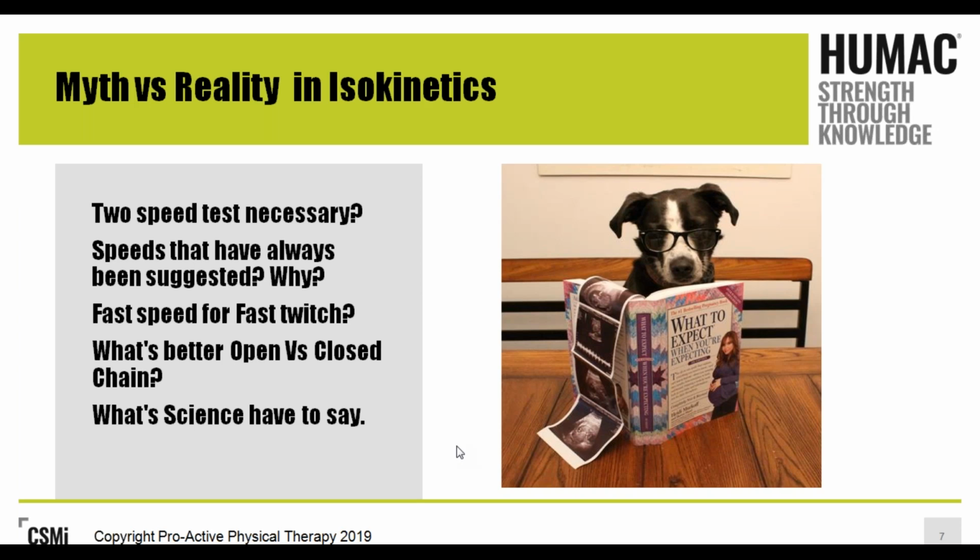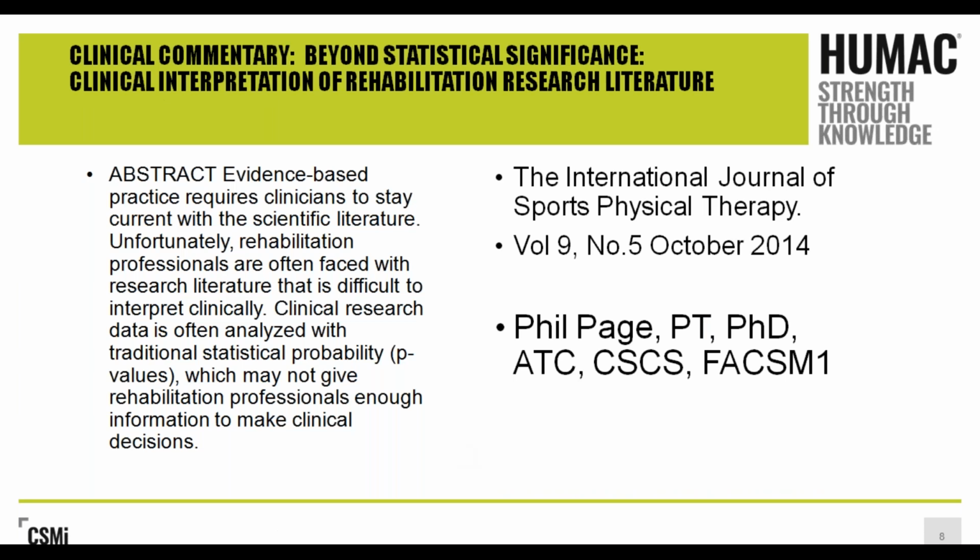So, I like to bring in some things, and this is from a really good friend of mine, Phil Page. Phil's a great researcher. This is from the International Journal of Sports Physical Therapy, a clinical commentary: Beyond Statistical Significance, the Clinical Interpretation of Rehab Research Literature. And really what it says is that evidence-based practice requires clinicians to stay current with scientific literature. The problem is not all rehab professionals can, as we're often faced with research that's difficult to interpret clinically. And clinical research data is often analyzed with traditional statistical probability, which may not give us enough information to make clinical decisions and appropriate decisions.